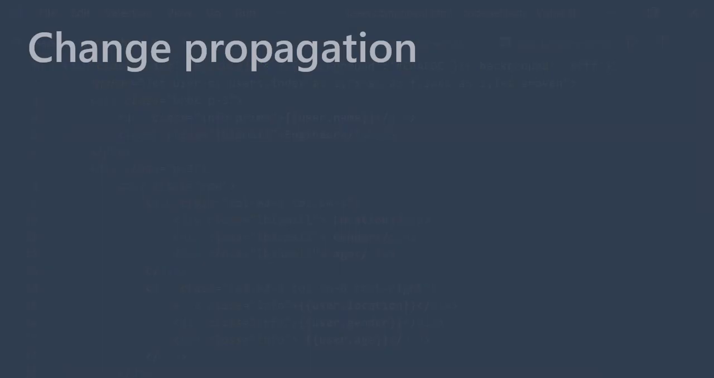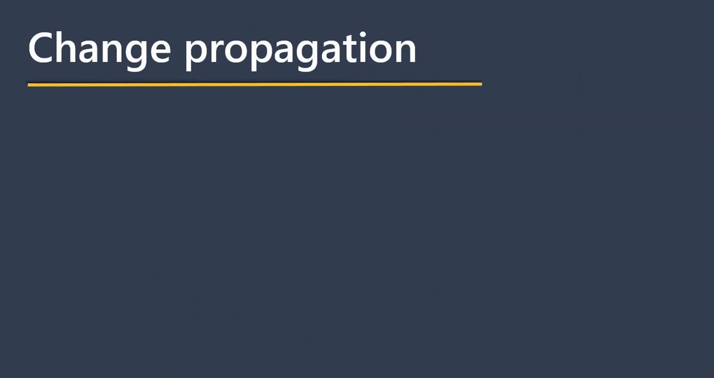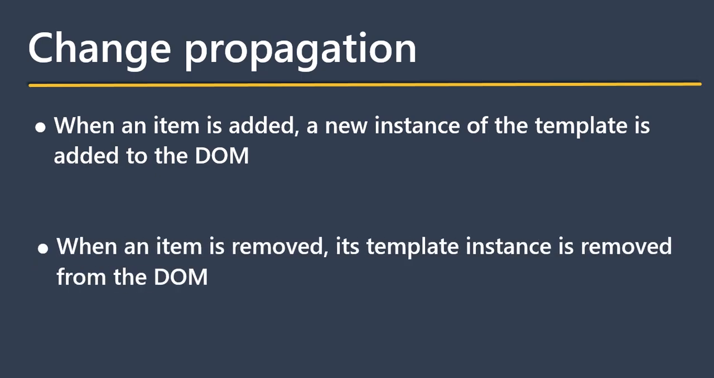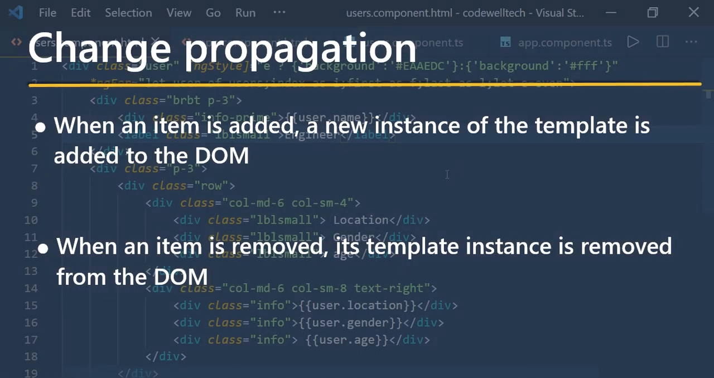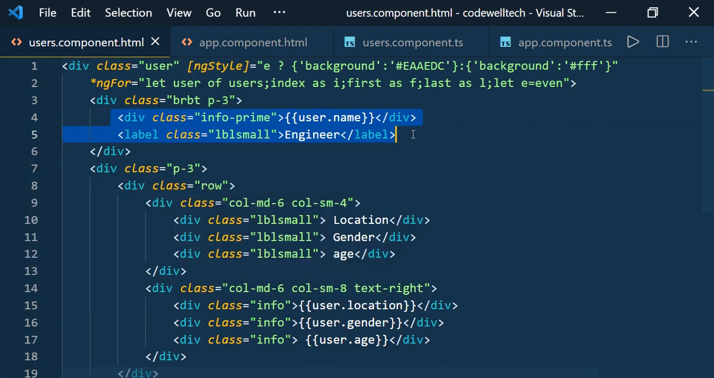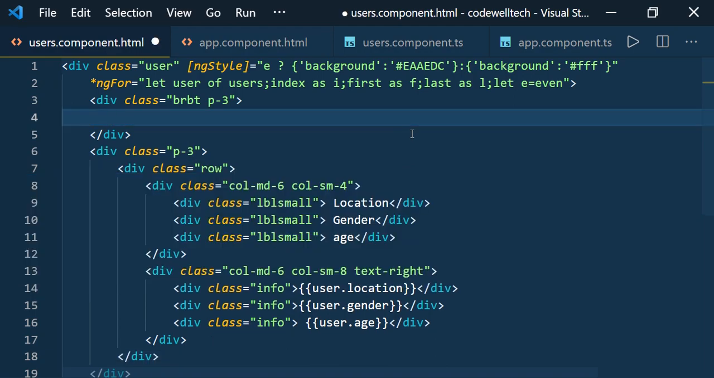So now let us see how change propagation will work. So when the contents of the iterator changes, ngFor makes the corresponding changes to the DOM. So when an item is added, a new instance of the template is added to the DOM. When an item is removed, its template instance is removed from the DOM. So now let us see how to add and remove the items. So here I am going to add one button.